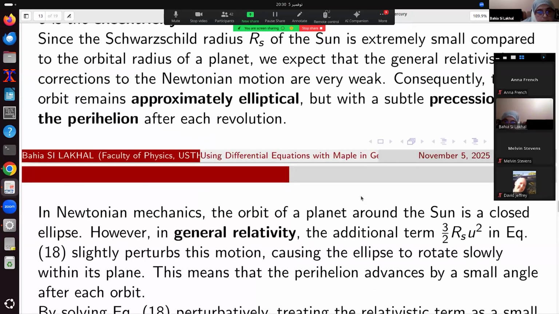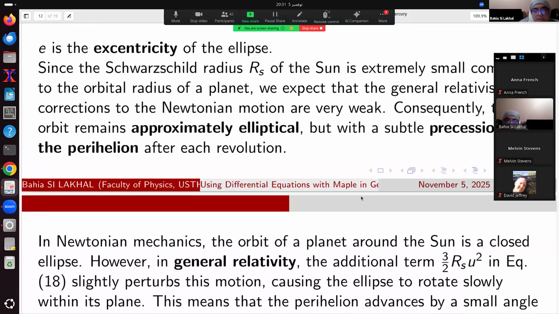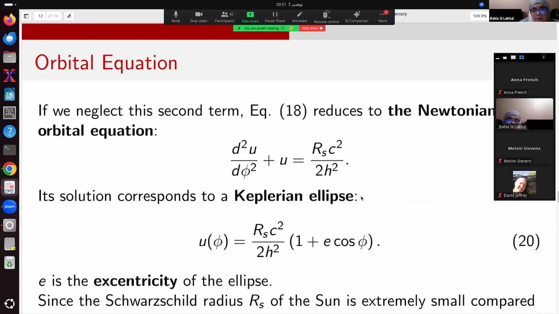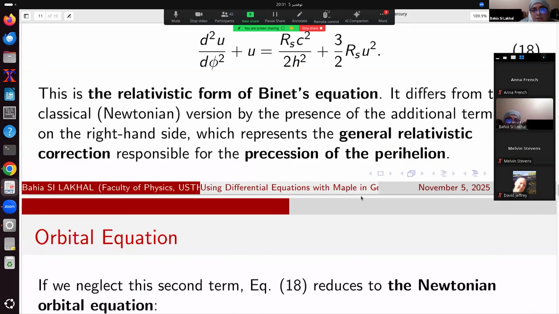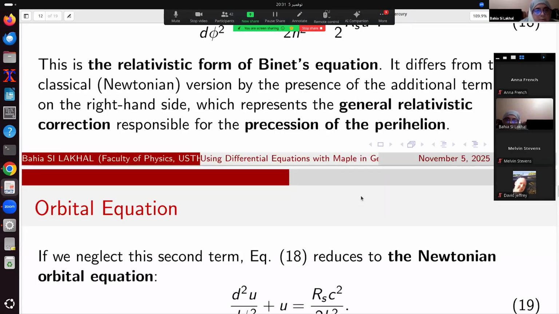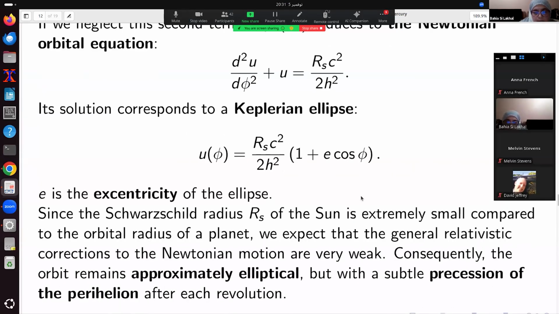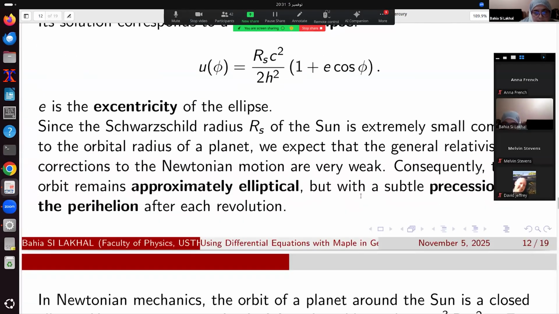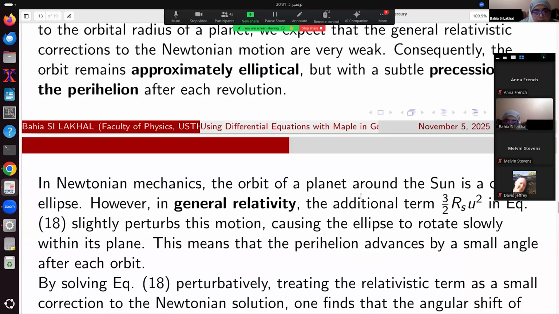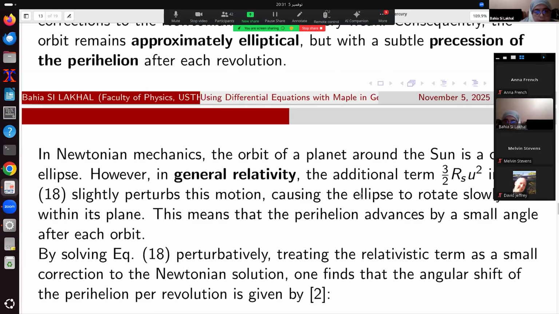Okay, so in Newtonian mechanics, the orbit of the planet around the Sun is a closed ellipse, but in general relativity, because of the additional term, we will have a precession of the ellipse. This means that the perihelion advances by a small angle after each orbit.